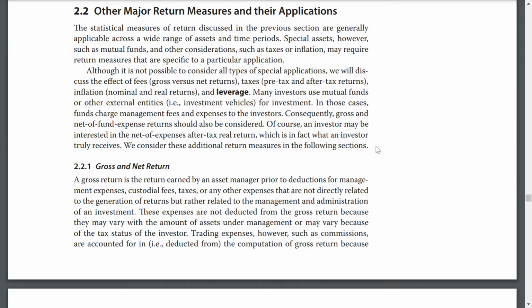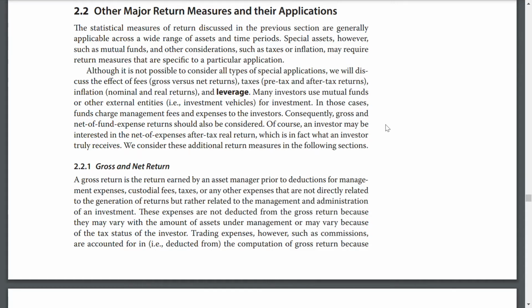Many investors use mutual funds or other external entities for investing. In the case of funds, managers charge fees and expenses to the investors. Consequently, gross and net of fund expense returns should be considered. Of course, an investor may be interested in the net of expense, after-tax real return, which is in fact what the investor truly receives. We consider the additional return measures in the following section.